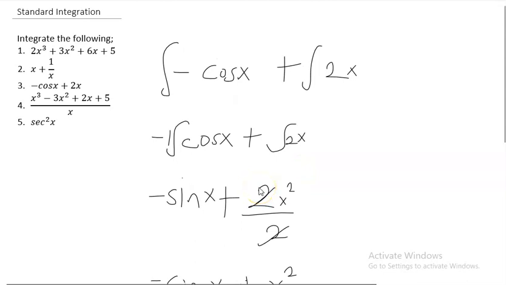Now I want you to pause the video and solve number 4, so you can know if you understand basically what we have been doing thus far.